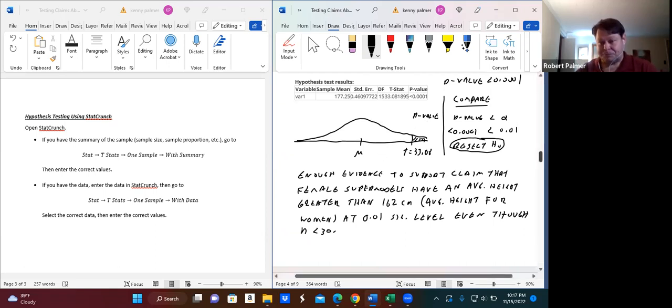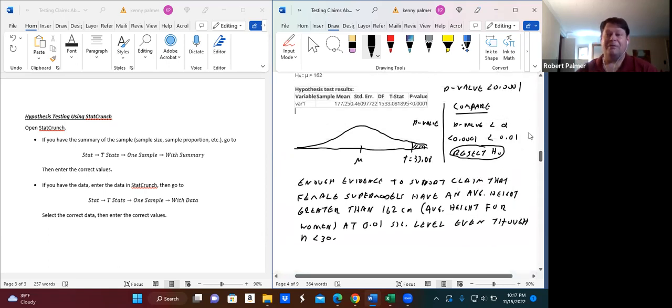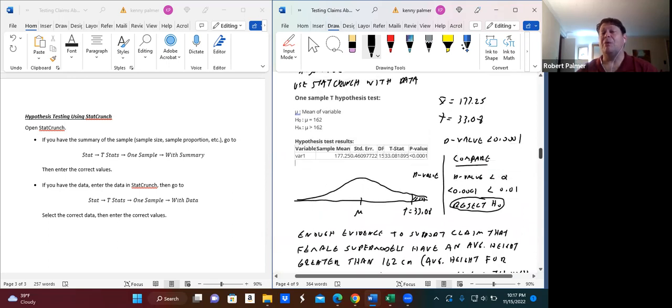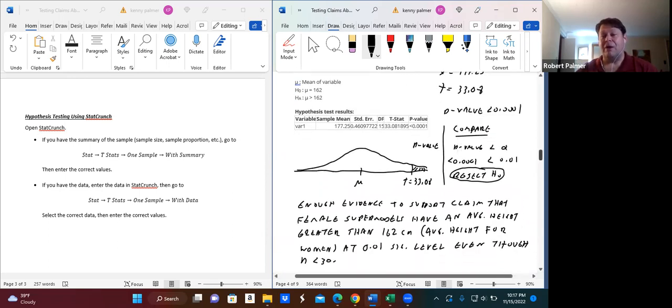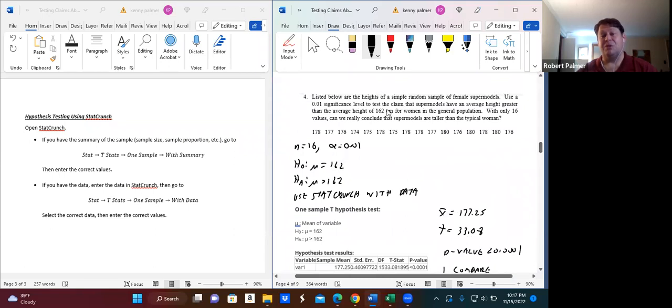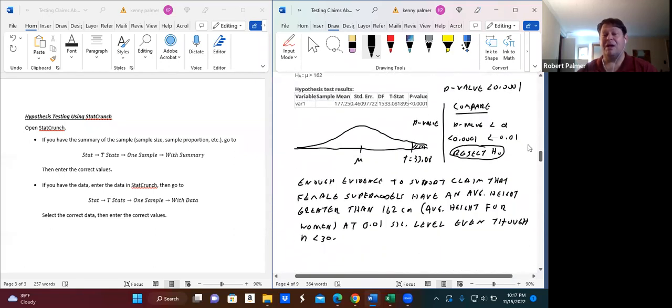Now, the example I put in was actually going to be one where we would not reject the null hypothesis. But it works exactly the same. If your p-value, which you get from StatCrunch, is larger than your significance level, which is given to you, then you don't reject the null hypothesis. For example, if this p-value had been 0.05, we would not reject the null hypothesis, and we'd say there's not enough evidence to support the claim. So we essentially add a statement, not enough evidence to support the claim, if that had been the case.